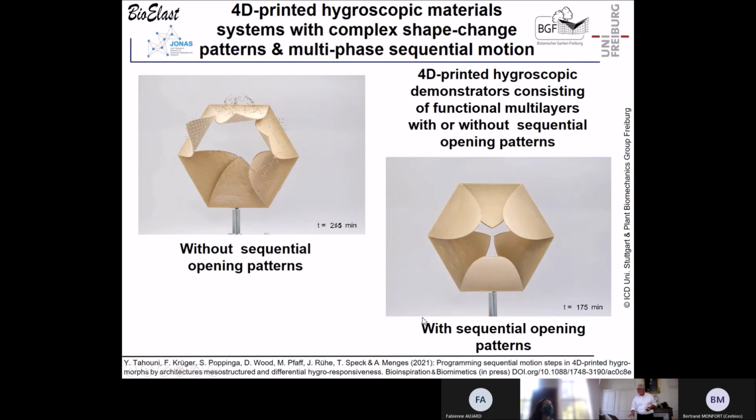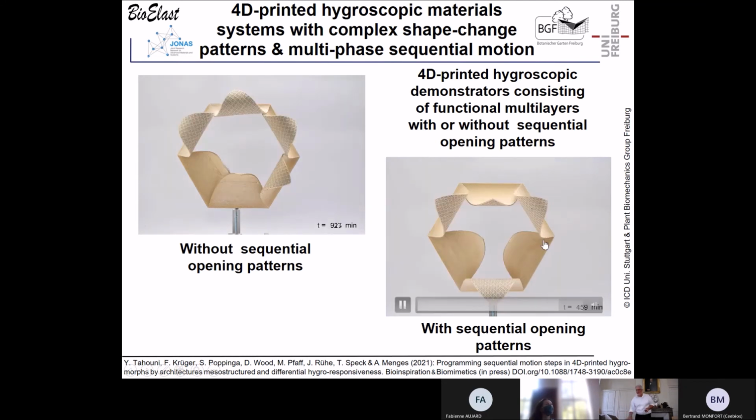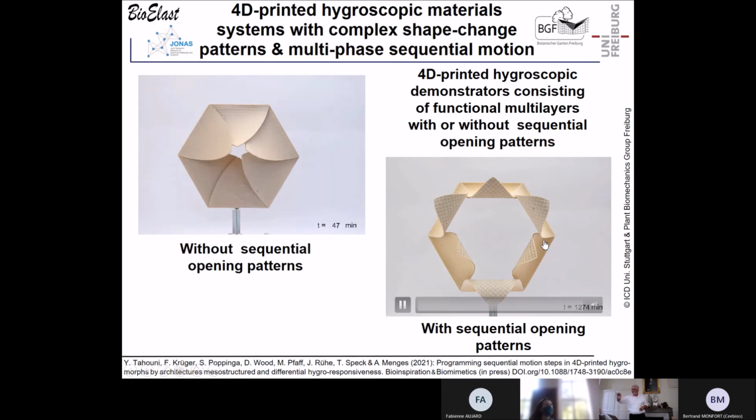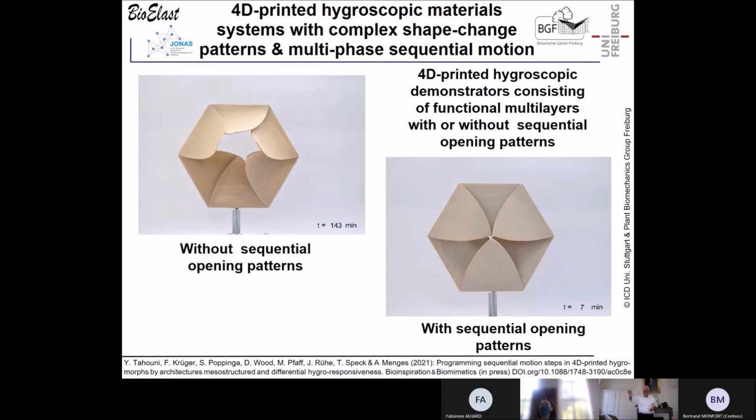The outer two are opening faster than the inner two, just because the inner two are more delayed in water access. It's exactly in the same humidity range. Just by clever material design you can change the actuation of different parts, which are printed exactly the same. And this is really not a material any longer, it's a machine. It's a soft machine which you can build.